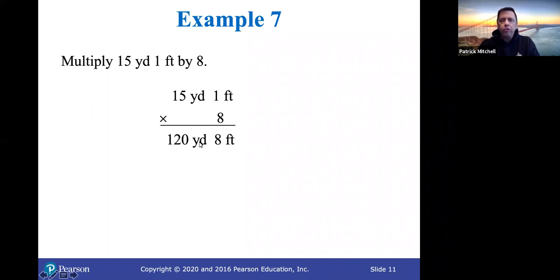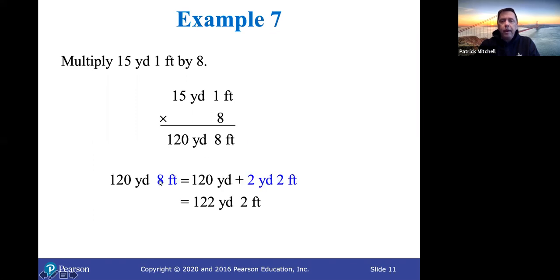That gives you 120 yards, 8 feet. But again, I wouldn't leave the answer like that because there is a whole number of yards in 8 feet. 8 feet is 2 yards and 2 feet. So we'll take these 2 yards, add them to the 120 yards, and we end up with 122 yards, 2 feet.